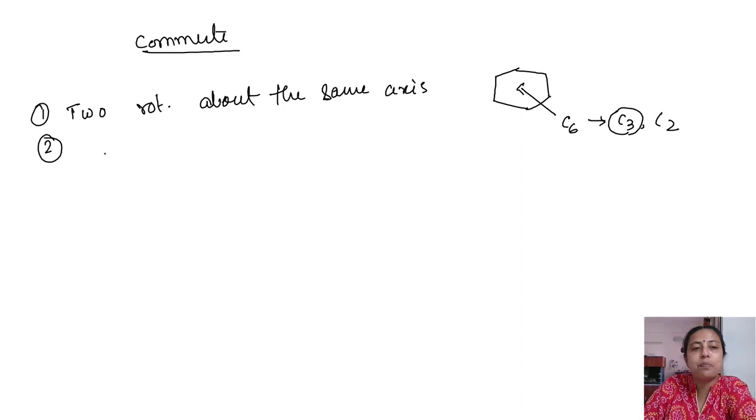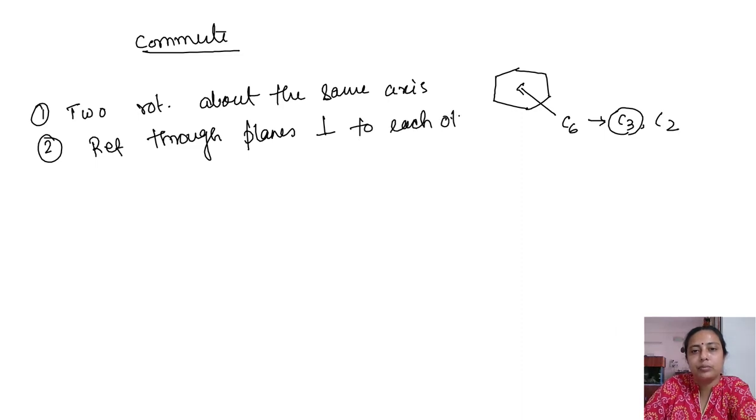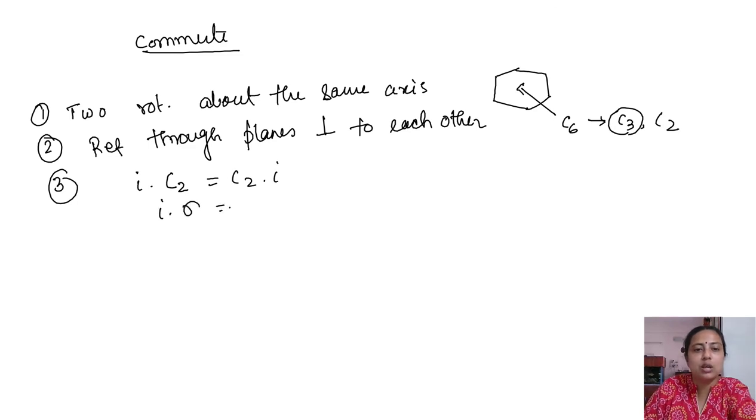Reflection through planes perpendicular to each other. That means if you have an XZ plane and a YZ plane, whether you do the reflection through the XZ plane first and the YZ plane later, or vice versa, it does not matter, it is going to give you the same structure. The inversion and any reflection or rotation: so i into C2 is going to be C2 into i. Similarly, i into sigma is going to be sigma into i.